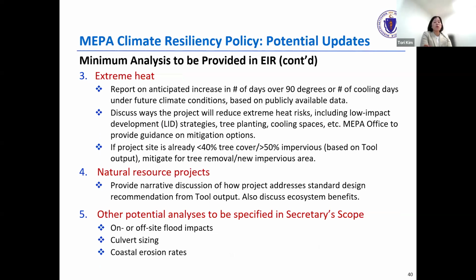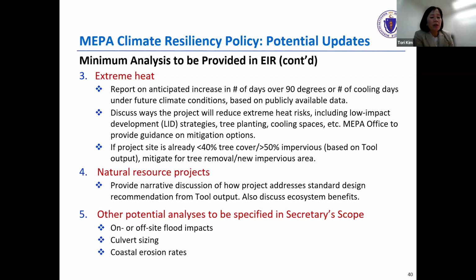Next slide. All right, and then the last area here is extreme heat. As was shown earlier, most of our projects are coming in rated high for heat conditions, but we're not getting consistent reporting about measures that the project will take. So here, I think we would ask for some standard reporting of, for instance, the increase in number of days over 90 degrees. As Caitlin mentioned earlier, there are some additional values that will be available through the tool. So we wouldn't ask for much more beyond reporting back on what the tool will provide, and then a discussion of ways that the project will reduce the heat risks.